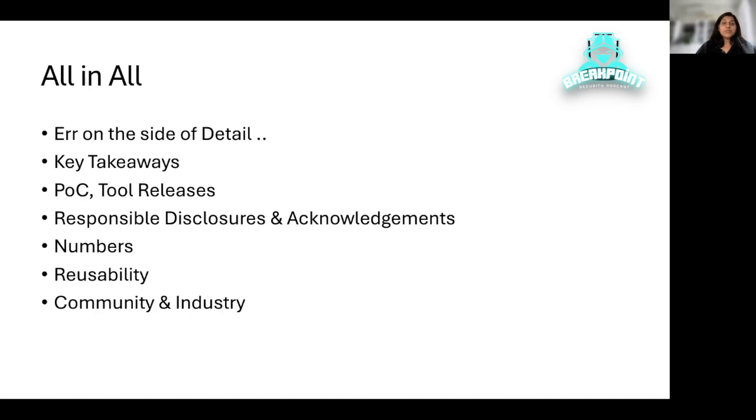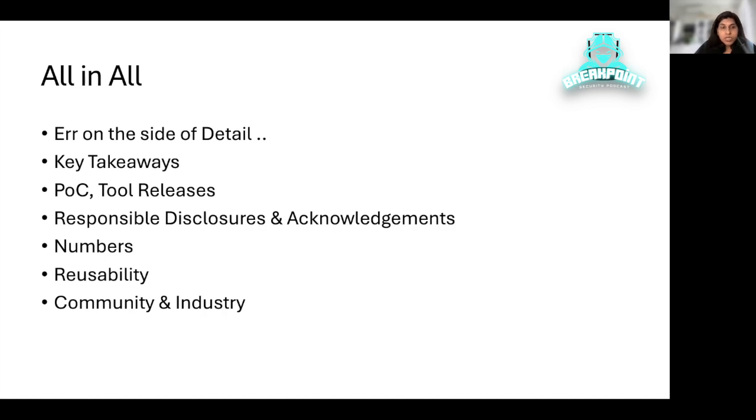So all in all, when submitting a paper, always err on the side of detail is what I would say. The more detail you can provide, the better. Of course, we are bound by NDA always, so your details will not be taken, but giving more details means that the reviewer really knows what you're talking about. They can see it the way you're seeing it, right? Look at the key takeaways. Are they really good enough for the audience to attend your talk? It's something that you have to think of.